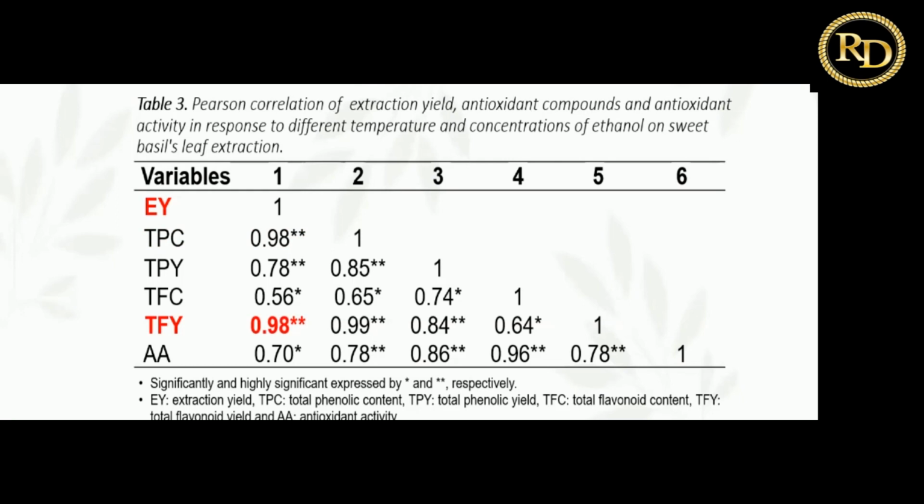For total flavonoid content, you can see here there are significant differences among the treatments, and among all treatments, the best treatment is the combination of 60% ethanol at 80 degrees Celsius, which yields 44.70 milligram of quercetin equivalent per gram of dry extract.